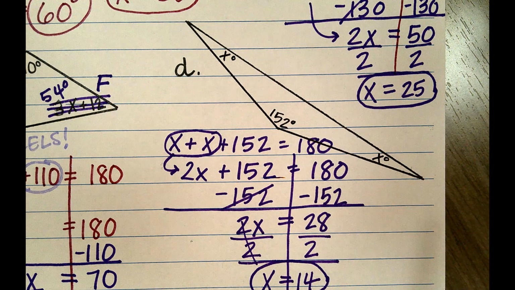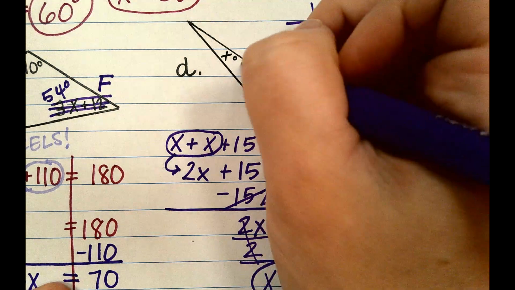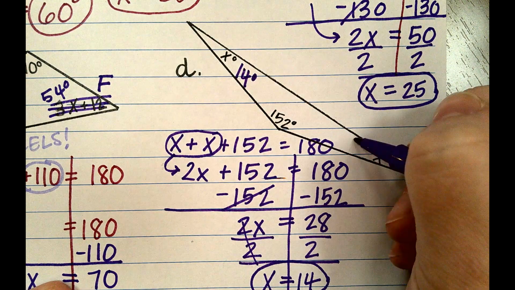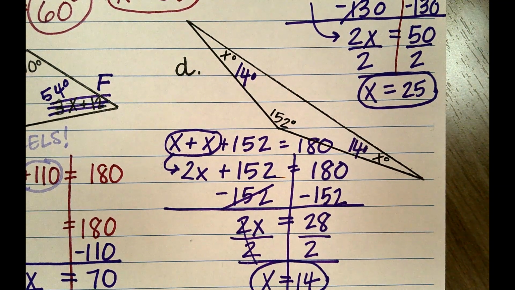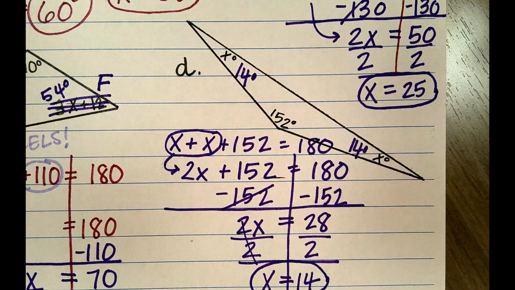So what are both of my angles measured? They're both 14 degrees. Not much extra to do there. There you go. We just have easy ones like that. It'll help you too.